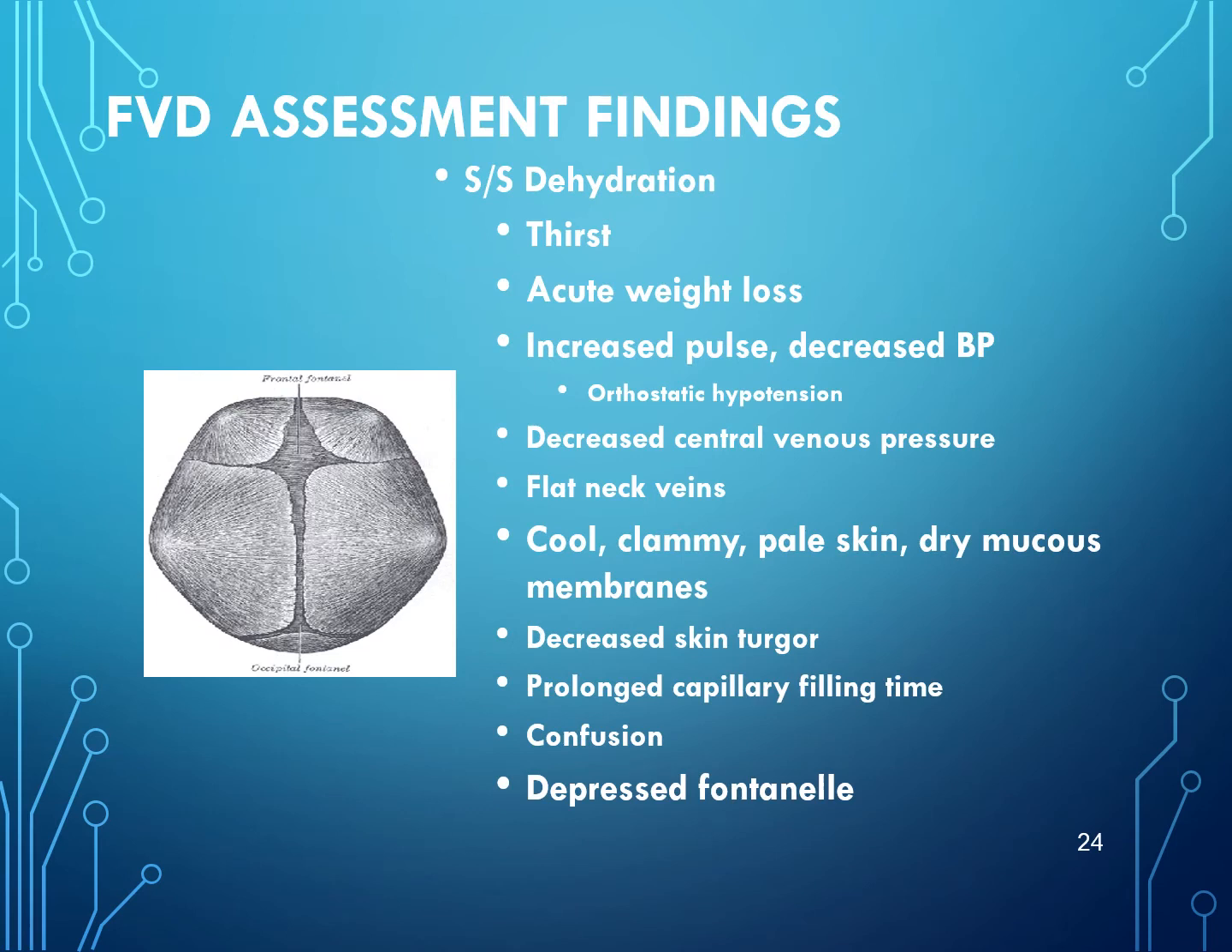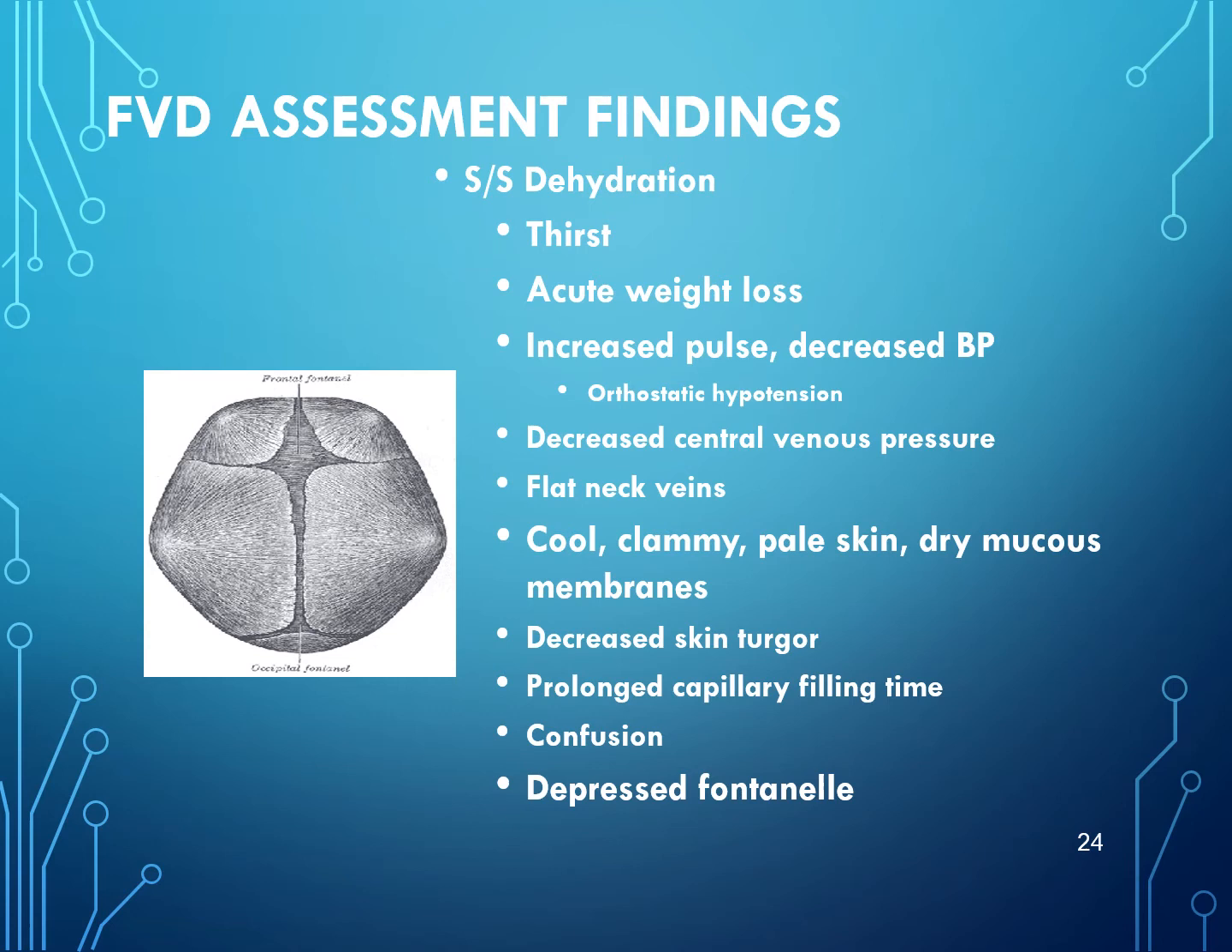Signs and symptoms of dehydration. So thirst is an early sign, but it's unreliable in the young and elderly. Then we have weight loss. So make sure that we are doing daily weights for clients if we're concerned about their fluid volumes. 1 liter is going to be equivalent to 1 kilogram. 2% weight loss is mild. Greater than 15% can be fatal.